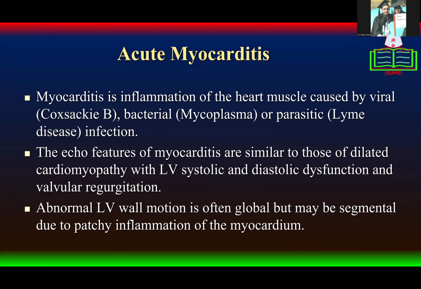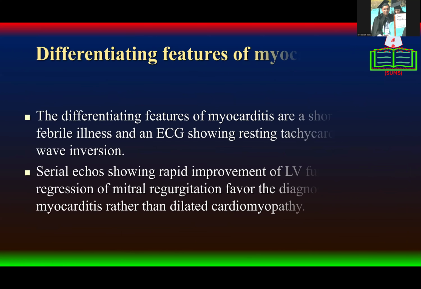The echo features of myocarditis are similar to those of dilated cardiomyopathy, with left ventricular systolic and diastolic dysfunction and valvular regurgitation. Abnormal left ventricular wall motion is often global but may be segmental due to patchy inflammation of the myocardium. So in the case of myocarditis, most of the wall motion abnormality will be global, but sometimes if only some segments are involved in the inflammation, then patchy or segmental wall motion abnormality can also be observed.